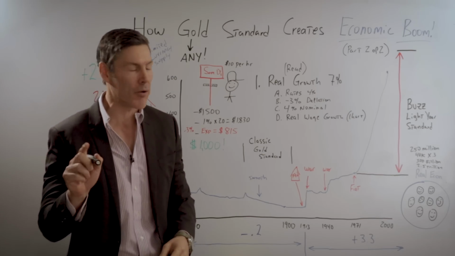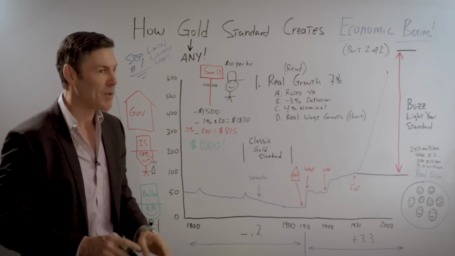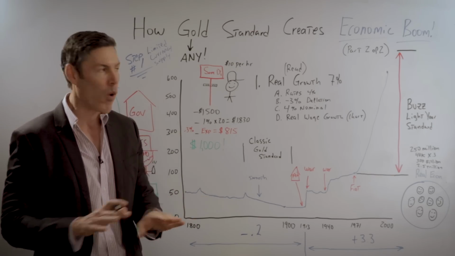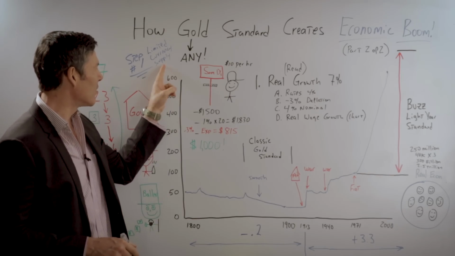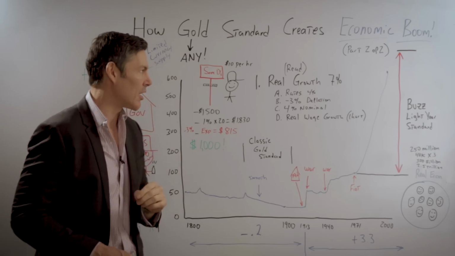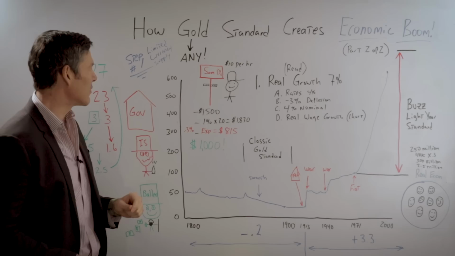And I want to point out that it doesn't necessarily have to be a gold standard. It could be any standard. It could be a Bitcoin standard, an oil standard. I don't care what it is, so long as it limits the supply of currency that is created. And I'm going to explain this to you in 3 simple, fast steps.